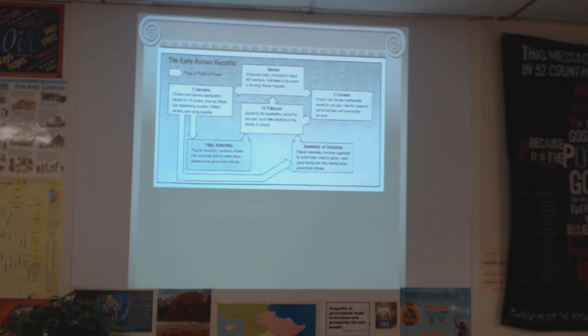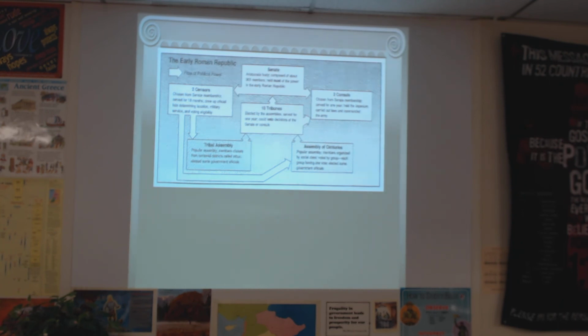So what would the Senate be? Legislative. All right, now, from the Senate, we can go two directions. Let's go this way first. There are two censors. That's a title and office, chosen from the Senate. They serve for 18 months. Now notice what they do. They drew up official lists determining taxation, military service, and voting eligibility. So what function of government would that be? Executive. Right, executive.